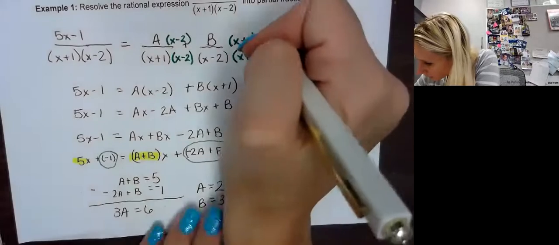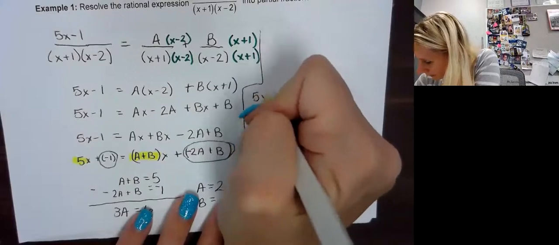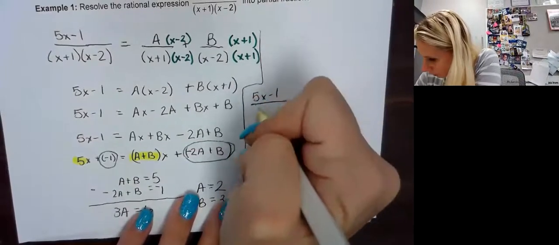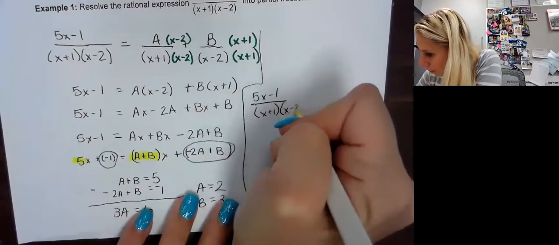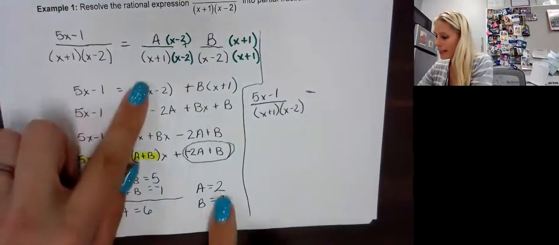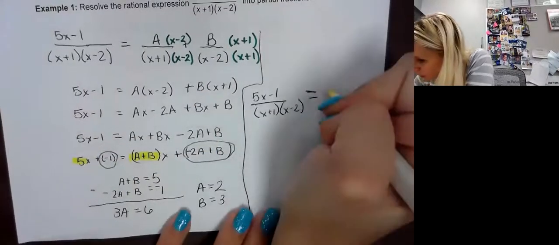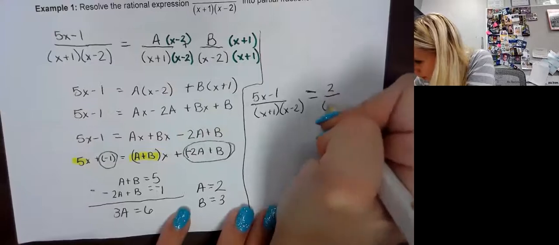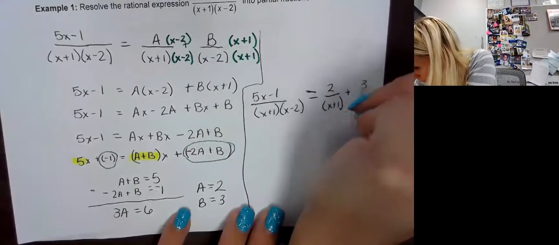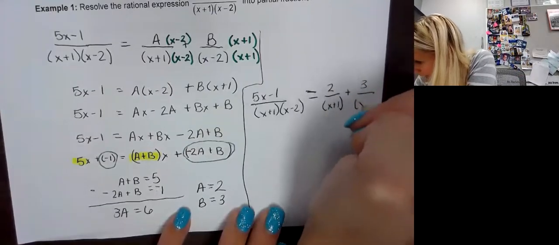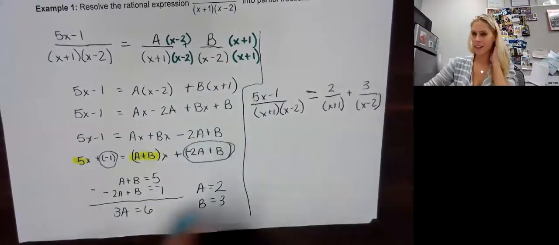It means, and I'm going to draw and divide that up so you guys can see, 5x minus 1 all over x plus 1 times x minus 2 equals, now be careful, a is on top of this factor, b is on top of this, so equals 2 over x plus 1 plus 3 over x minus 2. And we just broke it up. We went backwards. And that's our answer.